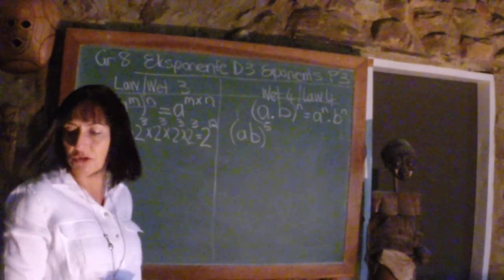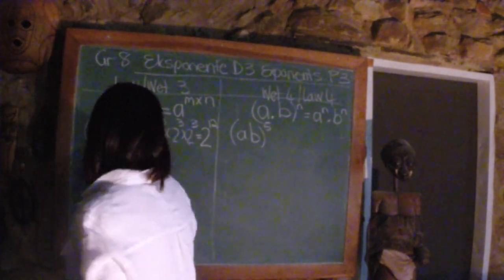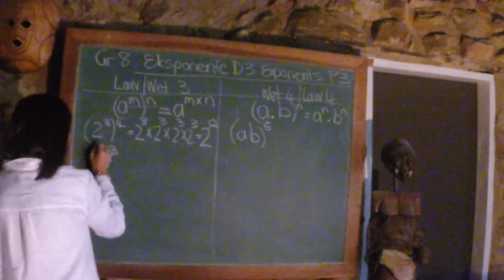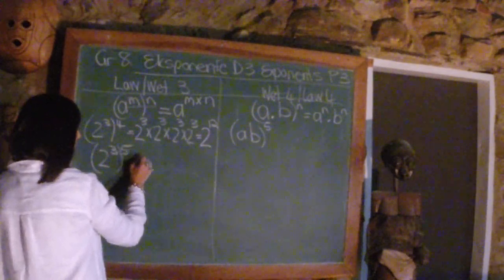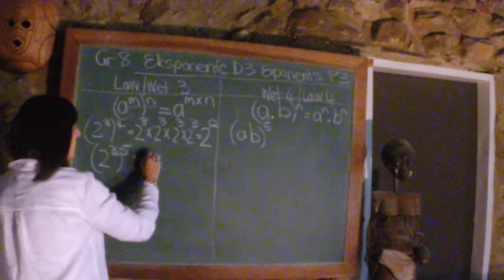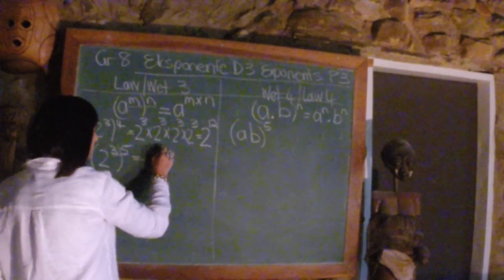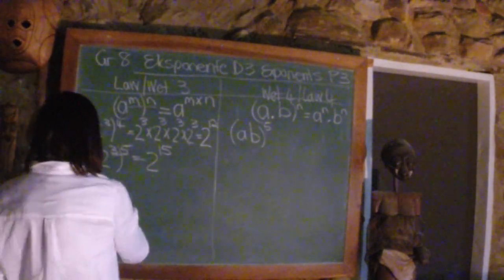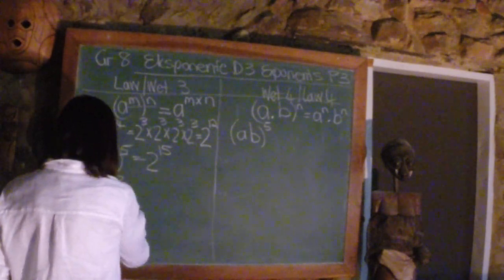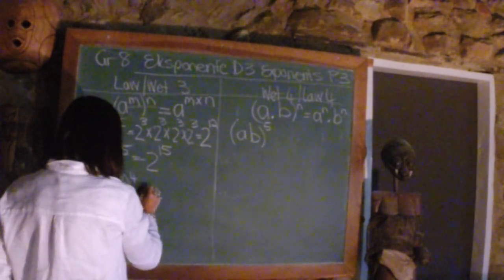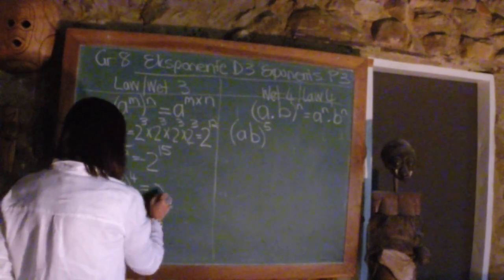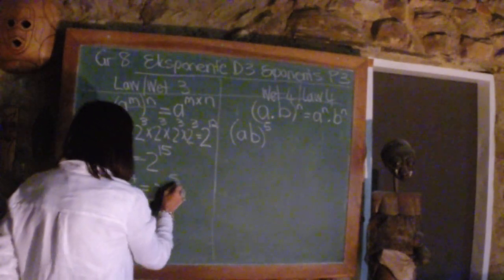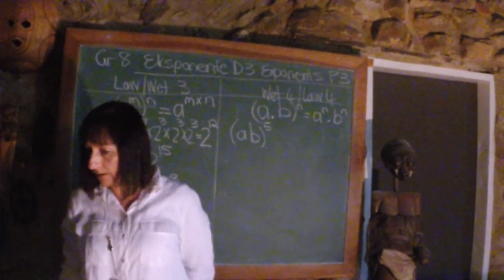Goed, baie maklik. Kom ons doen 'n paar voorbeeldjies. As ek 2 tot die mag 3 tot die mag 5 het, wat doen ek? Hakkies tussen eksponente, ek vermenigvuldig. 3 maal 5 is 15. Nog 'n voorbeeld. X, 2 tot die mag 4. Basis bly dieselfde, ek vermenigvuldig. 3 maal 4 is 8.